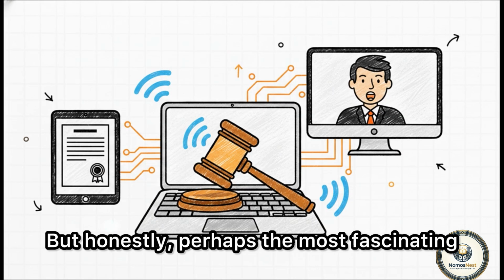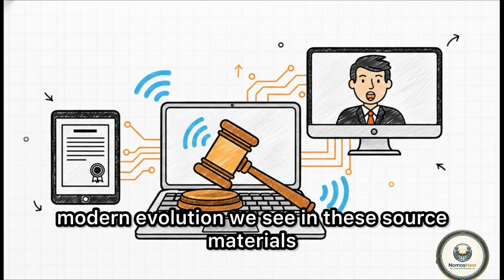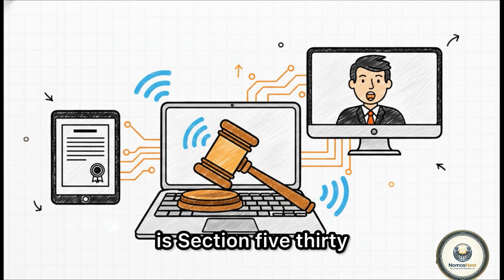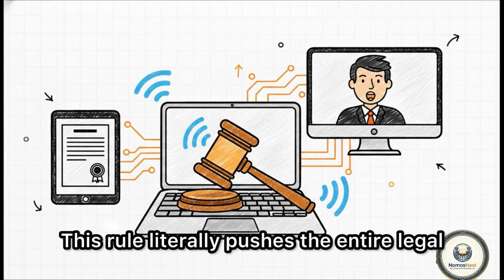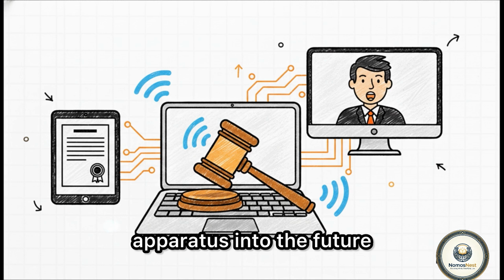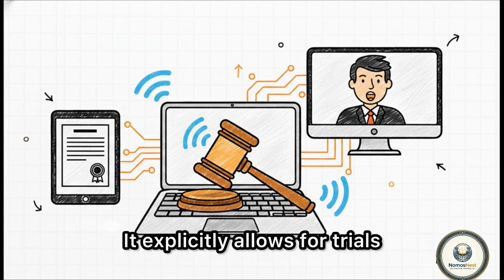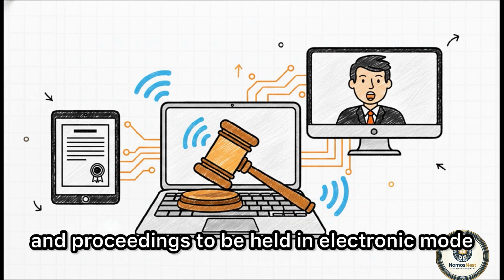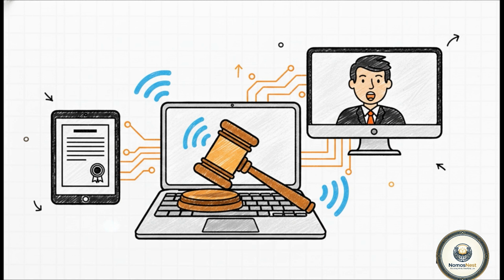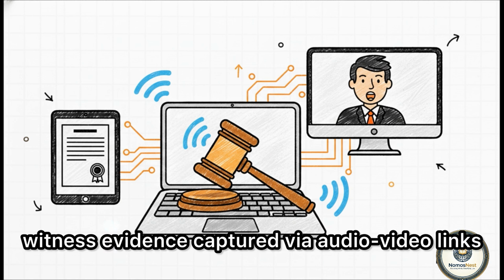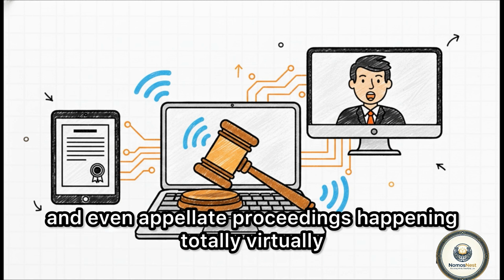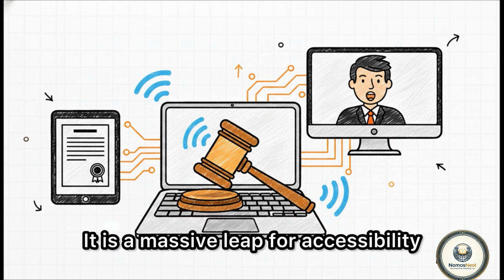But honestly, perhaps the most fascinating modern evolution we see in these source materials is Section 530. This rule literally pushes the entire legal apparatus into the future. It explicitly allows for trials and proceedings to be held in electronic mode. We're talking digital summons, witness evidence captured via audio-video links, and even appellate proceedings happening totally virtually. It is a massive leap for accessibility.